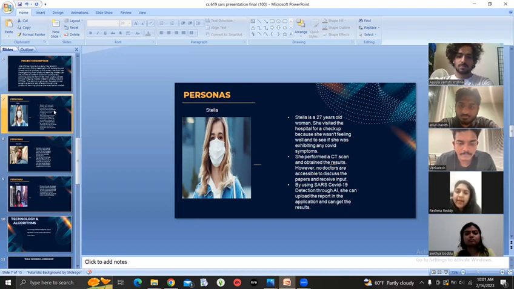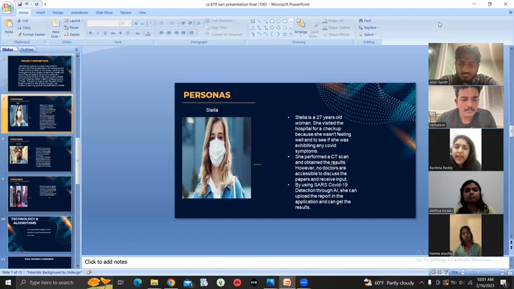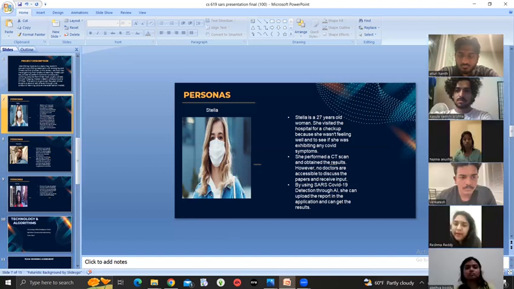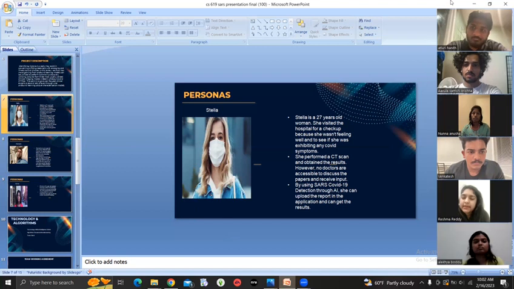So we do have three examples with the person. Stella is a 27-year-old woman. She visited the hospital for a checkup because she wasn't feeling well and to see if she was exhibiting any COVID symptoms. She performed a CT scan and obtained the results. However, no doctors are accessible to discuss the papers and receive input. By using SARS COVID-19 detection through AI, she can upload the report in the application and she can get the result.